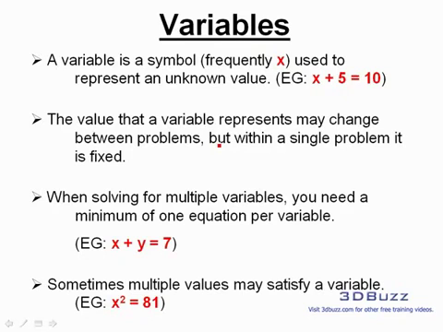A variable does not have to be a single letter. It almost always is. It's shorter to write a single letter. But if you wanted to say Fred was your variable, you could say Fred plus 5 equals 10. And then Fred would be 5. So you could have a long time ago in a galaxy far, far away as your variable? Yeah, you generally want to avoid the spaces, but if you put underscores, it would be fine. Wow, that'd take a long time to write. All right, continue. Right. The value that a variable represents may change between problems, but within a single problem, it is fixed.